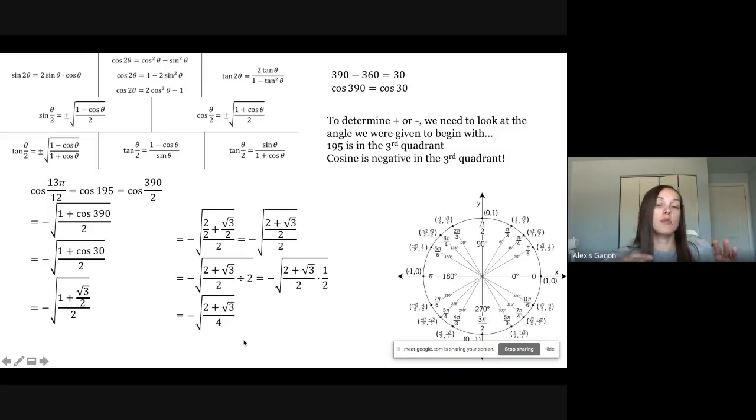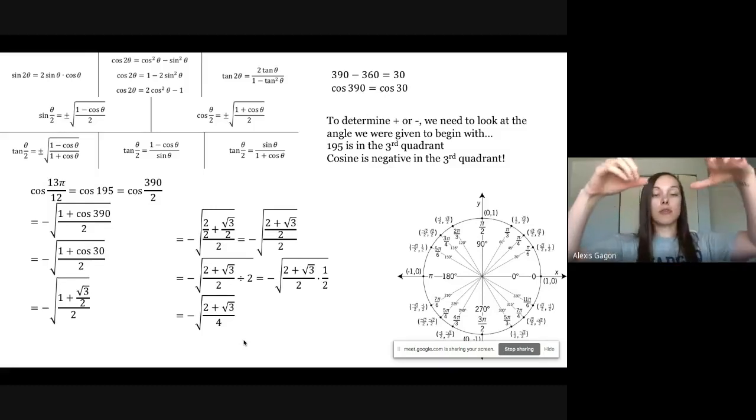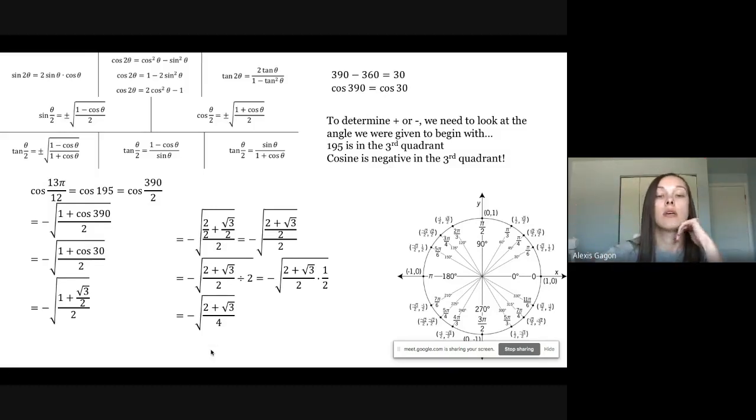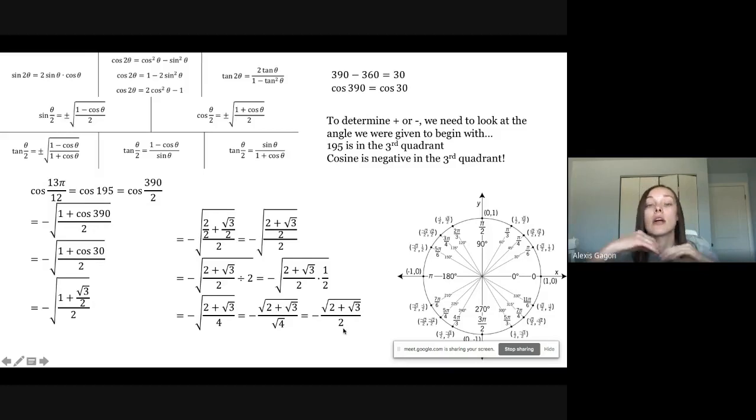And then anytime you have a square root and there is a fraction inside, you can break it up. Like you can square root the top and square root the bottom. So this is the same as negative square root of 2 plus the square root of 3 over the square root of 4. And the square root of 4 is 2. So our final answer here is negative square root of 2 plus the square root of 3. So it's okay to have the square root inside of square root. And then that's over 2.